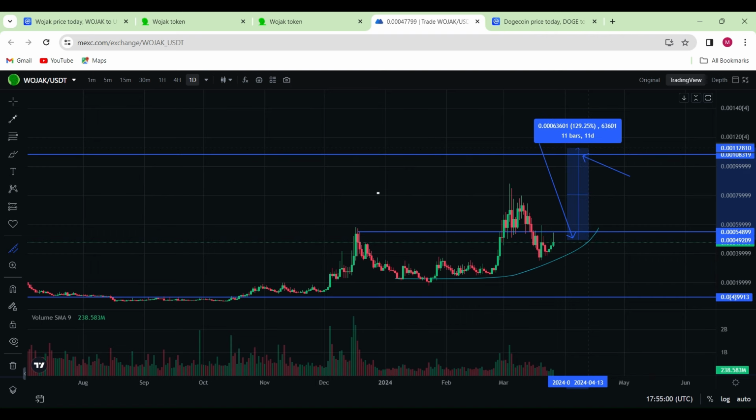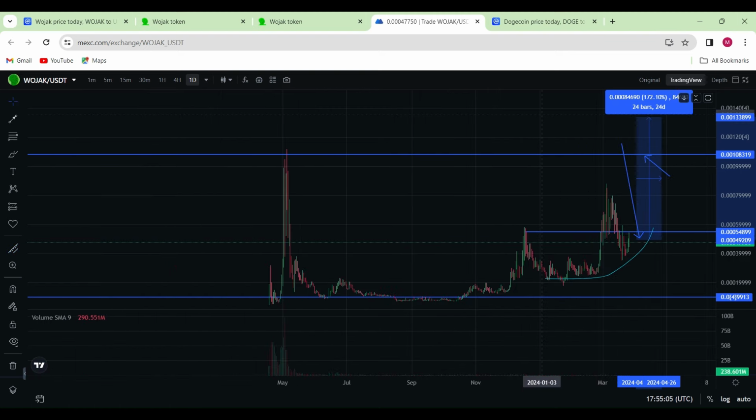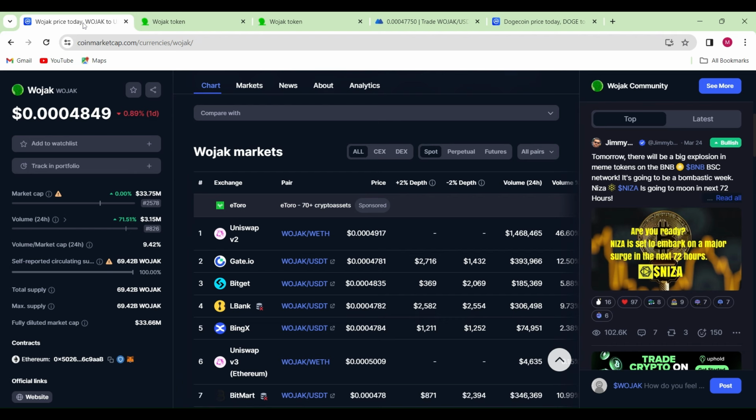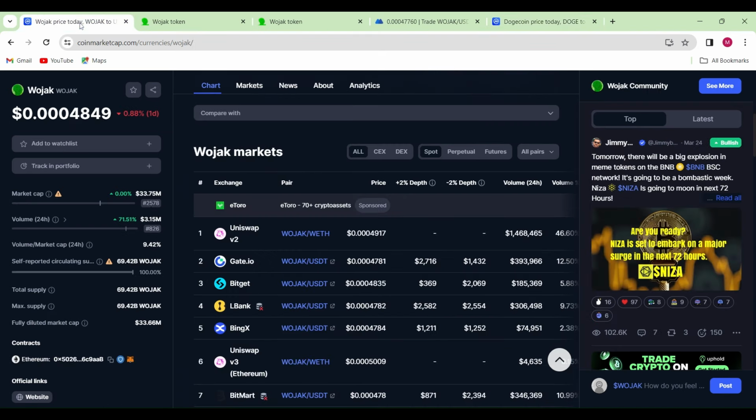Once we do crack that, I reckon we should be able to go much higher from here, because of the circulating supply. Self-reported, it's around 69 billion. If we compare it to someone like Dogecoin, for instance, Dogecoin's current supply is 143 billion, and their current price is 17 cents. Can you imagine if we get anywhere near close to 17 cents from our current price of 0.0004849? That would be a humongous move to the upside.